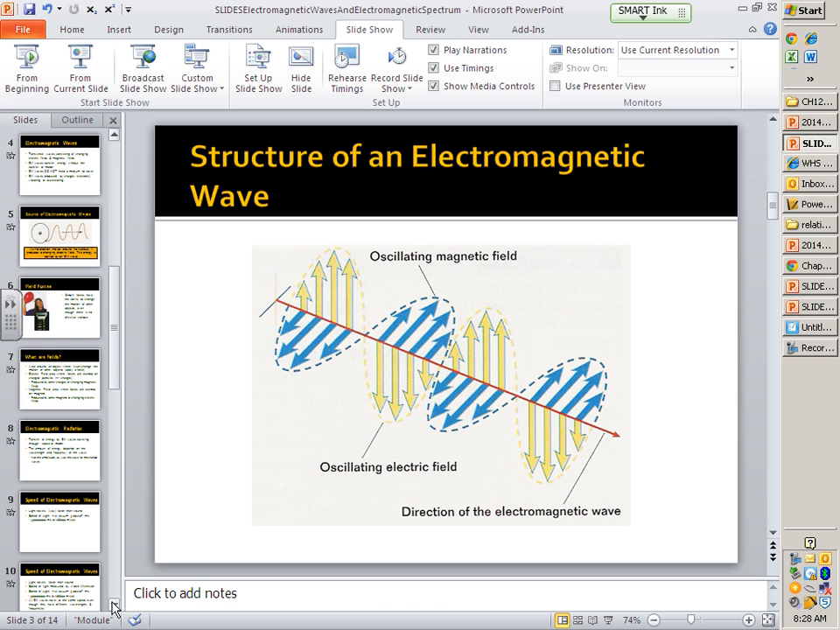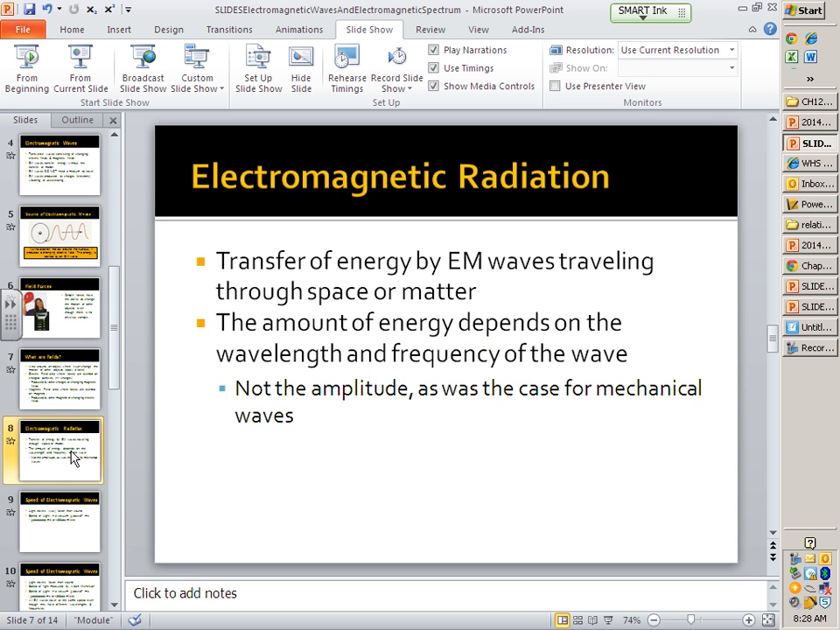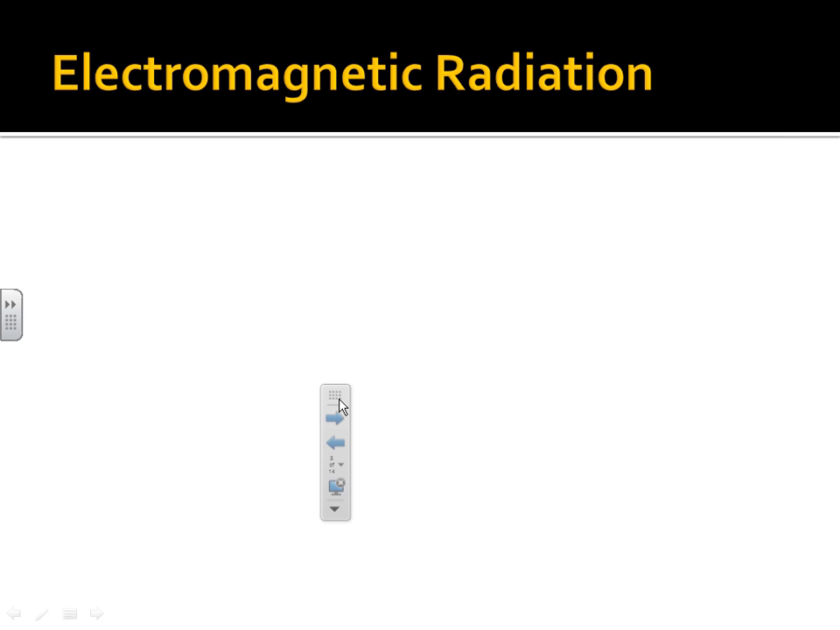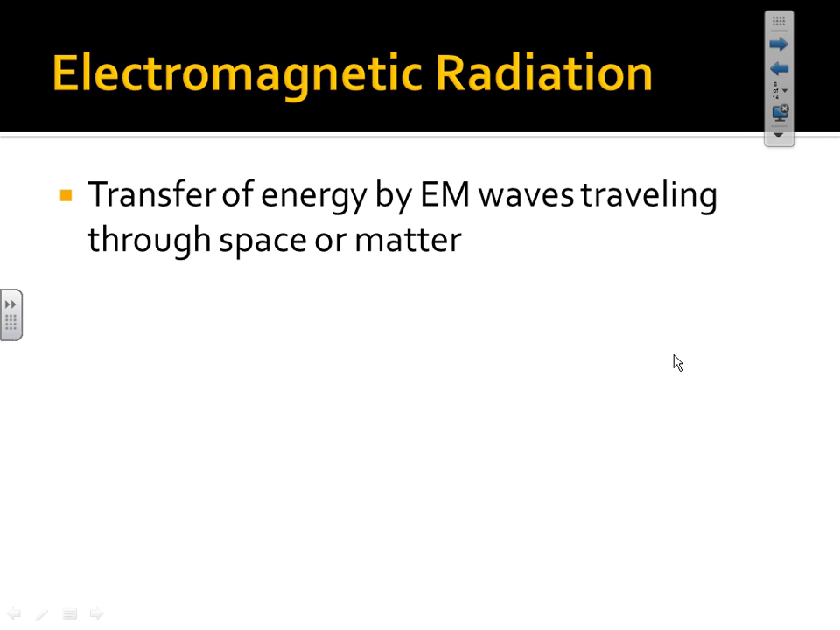So let's get down to business here. At the beginning of class, we talked about the idea that electromagnetic waves are basically the mechanism of energy transfer by radiation. So electromagnetic radiation is the transfer of energy by electromagnetic waves traveling through space or matter. We said that radiation is the transfer of energy without the transfer of matter, which is true. But electromagnetic waves can travel through matter. They don't need to, but they can.